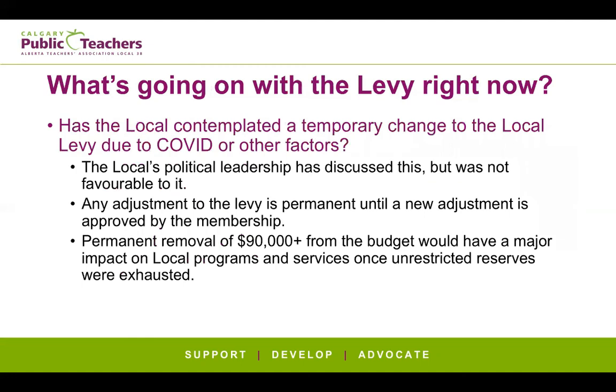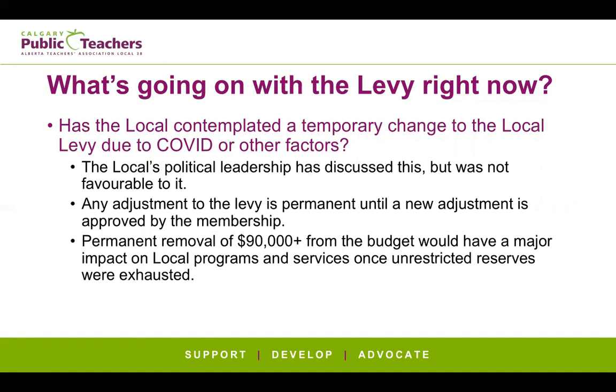We often have been getting the question, especially since the impact of COVID, about whether the local has contemplated any changes to the local levy, whether temporary or otherwise. And you need to know that the political leadership of your local has discussed this, but it was not terribly favorable to the idea. And the reason is that any adjustment to the levy is a permanent adjustment until a new adjustment is approved by the membership.